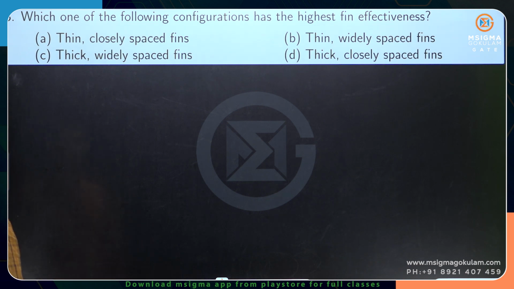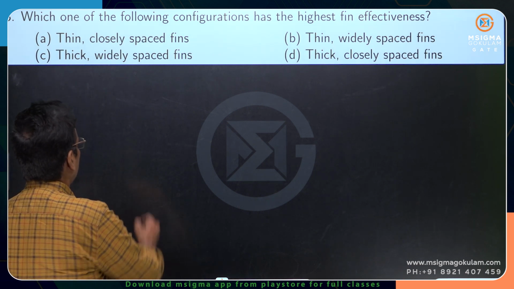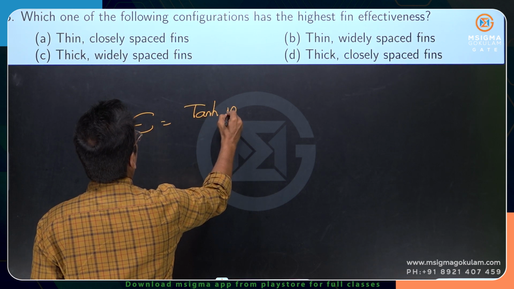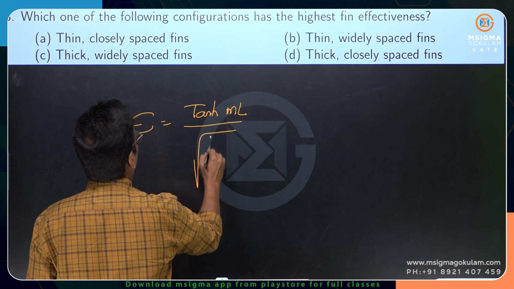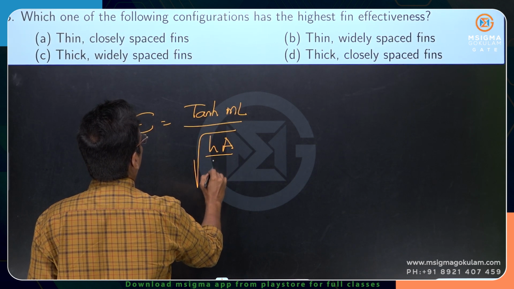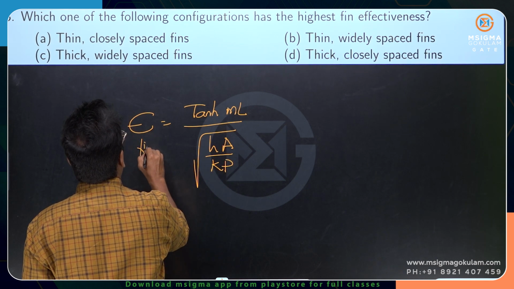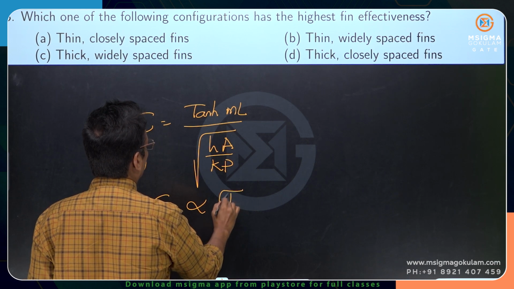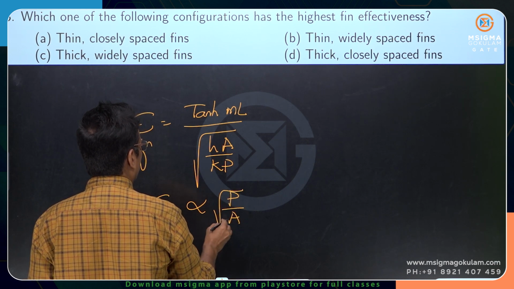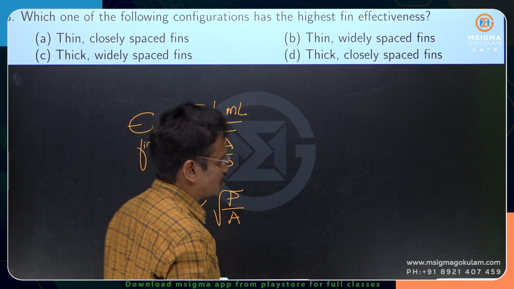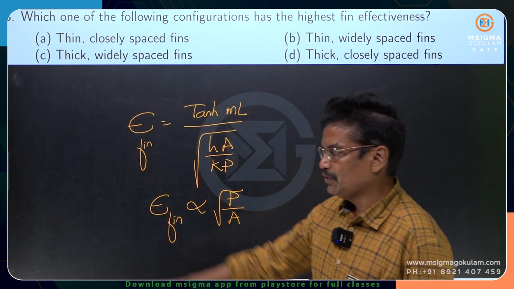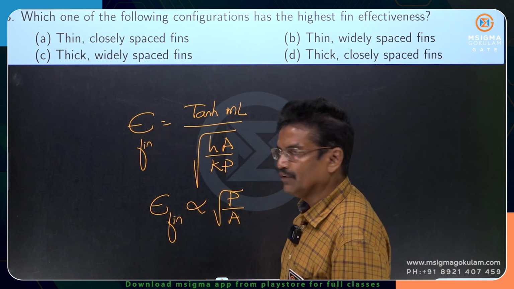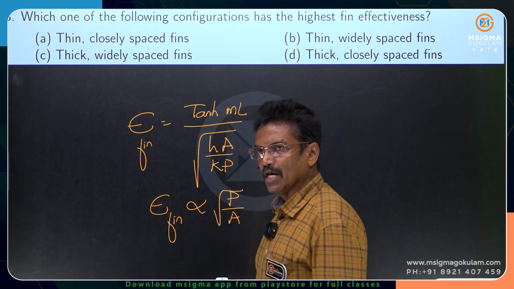Which one of the following configurations has the highest fin effectiveness? We already have that the fin effectiveness is tanh ML by root of hA by kP. The effectiveness of the fin is directly proportional to the root of P by A, where P is the perimeter and A is the profile area, the cross-sectional area of the fin. In case of the pin fin, that A will be pi by 4 d square.